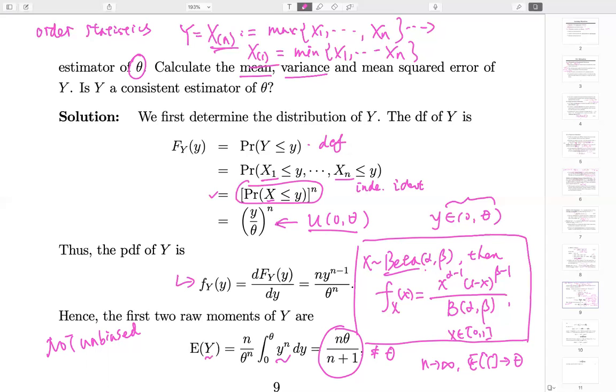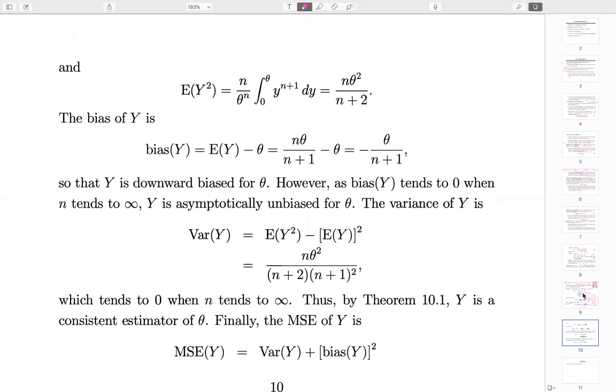So from here, it's obvious that your y is a function of n, although we don't write it explicitly. That's why we take a limit when n goes to infinity. The expectation of y will change because it actually depends on n, but in convention we don't write it. Then we calculate the second moment. Once we know the second moment, we know the variance, right?